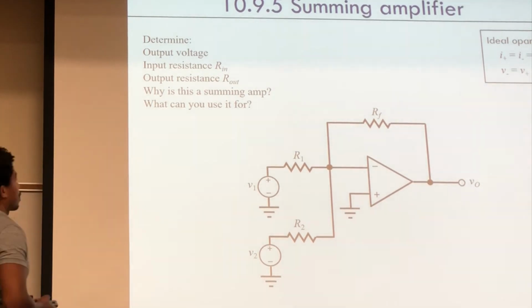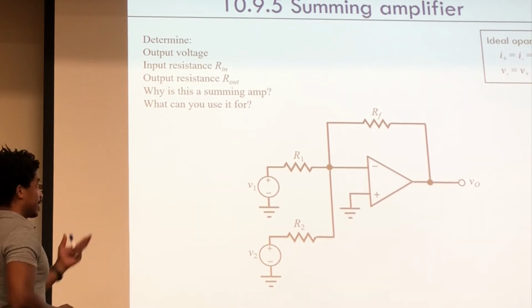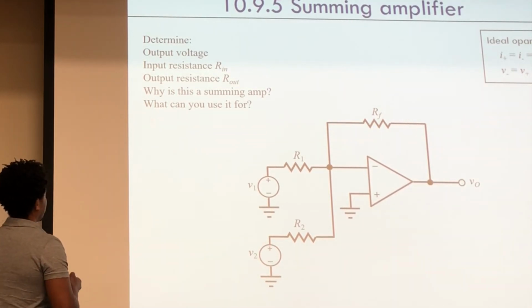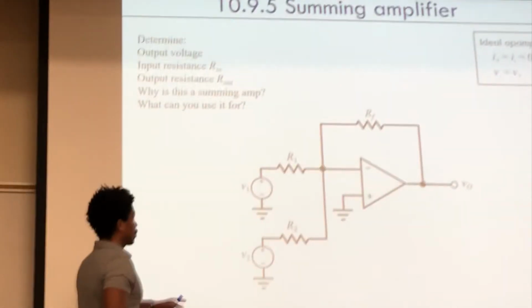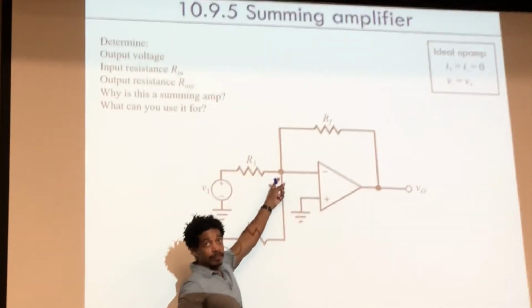Okay, here's the summing amplifier. The output voltage, I only have like 4 more minutes left, so I'm gonna just tell you guys how to do it without working the equations. It's the same thing that we used before. If I want to determine the output voltage, what I do here, I do KCL.